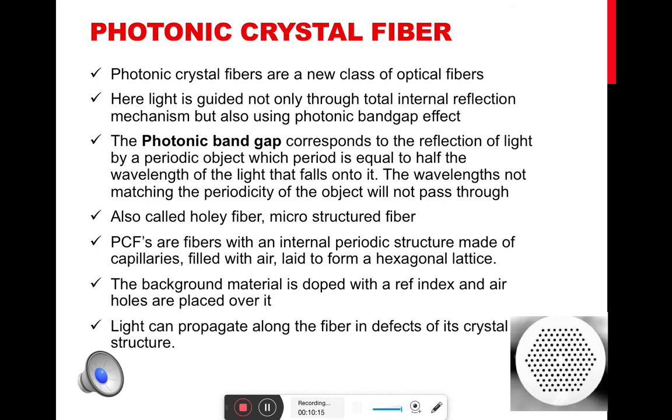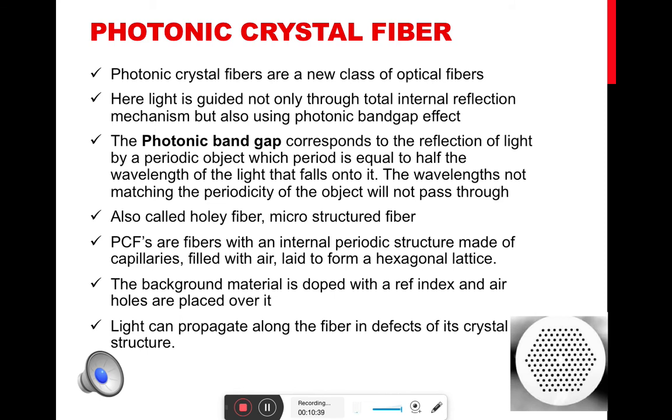This is because of the scattering that happens in the periodic object. So if a ray of light whose half wavelength is not matching the periodicity of the object, then that light won't be propagated through the fiber. Okay, so that is the basic idea behind how the light is being guided in a photonic crystal fiber.